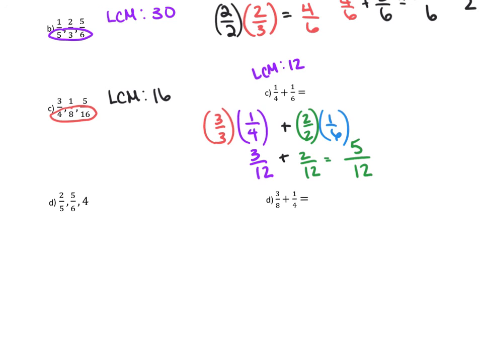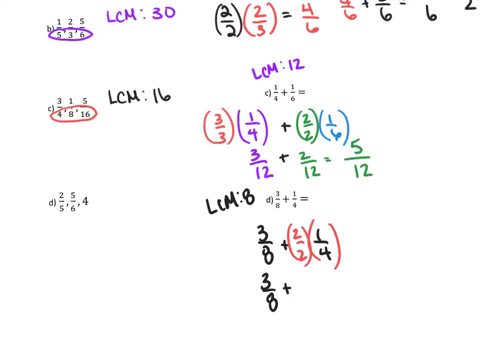On this last one, 3/8 plus 1/4. Again, I want to get them to the same denominator. So 8 and 4, their LCM is going to be 8. So 3/8, they already have the denominator of 8. Plus, I want to multiply 1/4 by, well, 4 times what is 8? It'll be 2. So I'll multiply this by 2 over 2. And so I get 3/8 plus 2 times 1 is 2, and 2 times 4 is 8. So when I do this, I get 5/8.